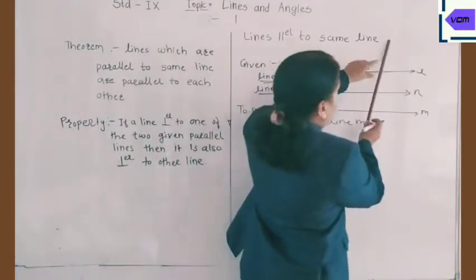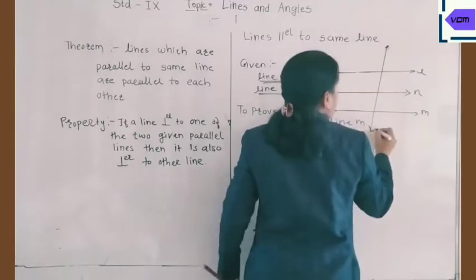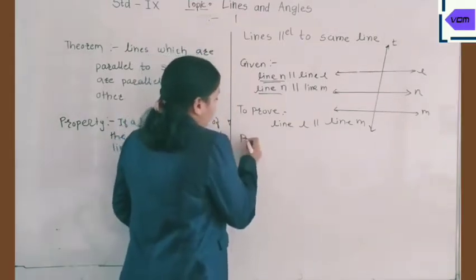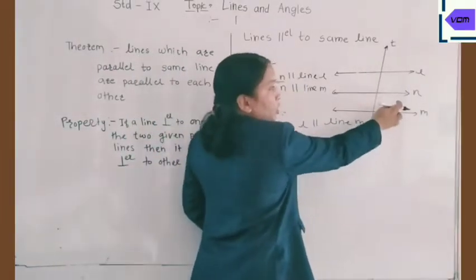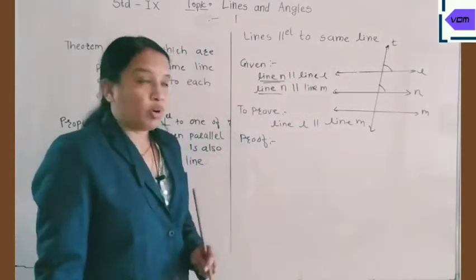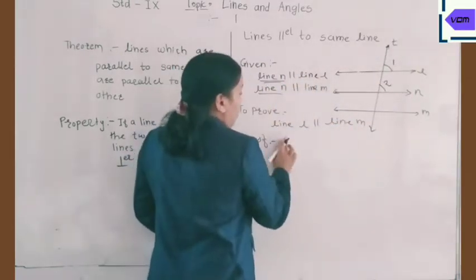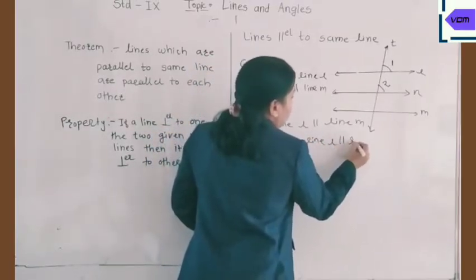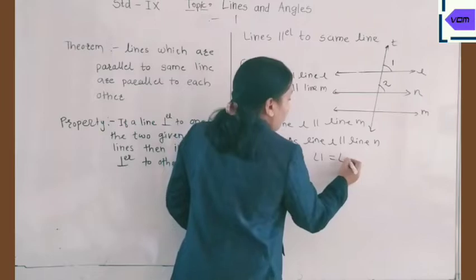For that we need to draw one transversal which intersects these three given lines. This is the transversal T intersecting all the given lines. Now for writing the proof, as lines L and N are parallel, therefore these angles are equal by the corresponding angle axiom. Suppose I am naming them 1 and 2. So as line L is parallel to line N, this implies that angle 1 is equal to angle 2.